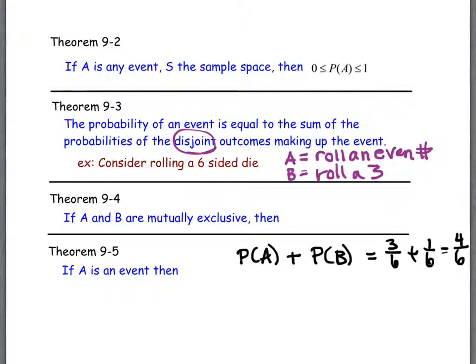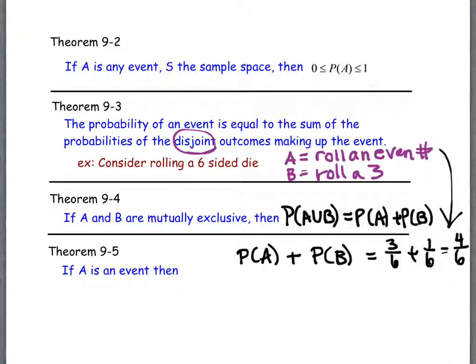Okay? That's all Theorem 9.3 is saying. Okay, so all of this is down here. Theorem 9.4 says that if you have events A and B and they are mutually exclusive, then the probability of A union B is the probability of A plus the probability of B. And that's actually an application of Theorem 9.3 because mutually exclusive and disjoint mean the same thing.